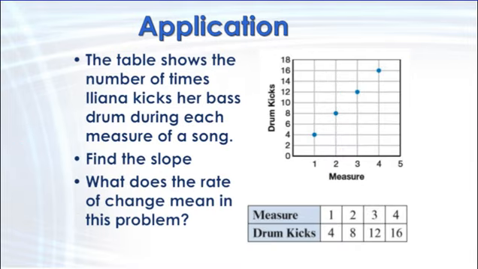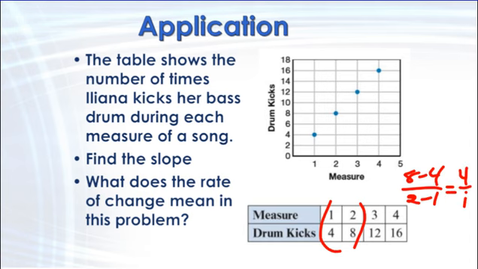And our last one here. The table shows the number of kicks Ileana kicks her bass drum during each measure of song. Find the slope and what does the rate of change mean in this problem? So the slope, we can use these 2 points. So it's 8 minus 4 divided by 2 minus 1. Just taking my 2 y's, subtracting them, 2 x's, subtracting them. And I get a slope of 4 over 1.